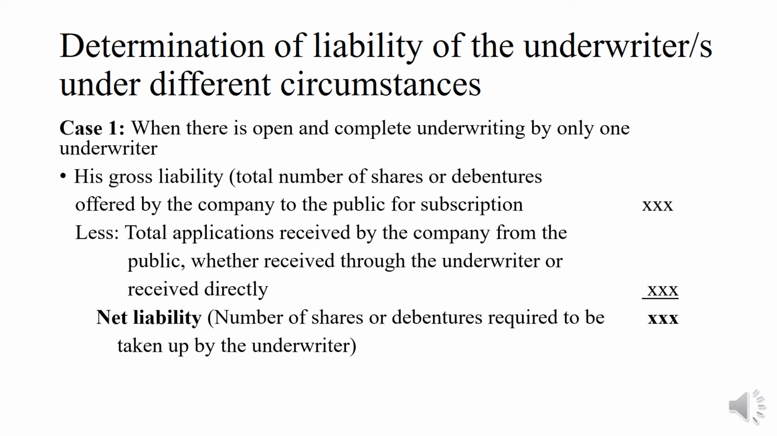Okay, I'll repeat. His gross liability is the total number of shares or debentures offered by the company to the public for subscription. From that, the total applications received by the company from the public has to be deducted, and the remaining becomes the net liability of the underwriter.